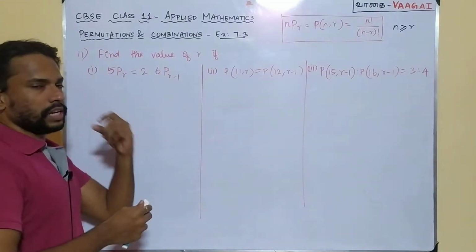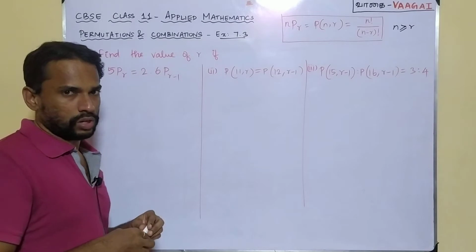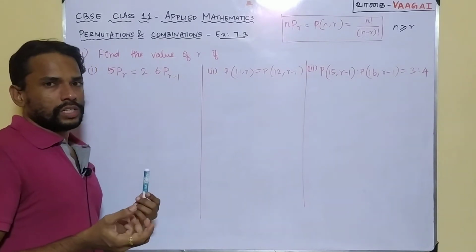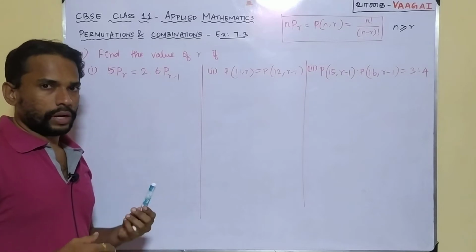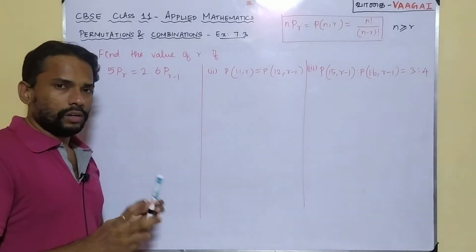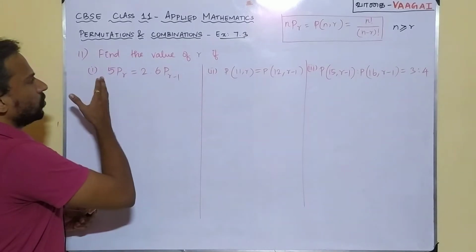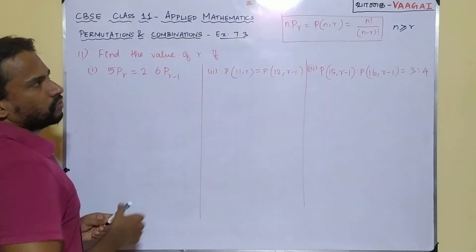In that way we have to find and then get the values of R. And also we will try to solve these questions in a more elegant way, without any complications. We'll try to solve using simple steps. Starting from the first subdivision, 5PR. Let's use the definition of NPR.